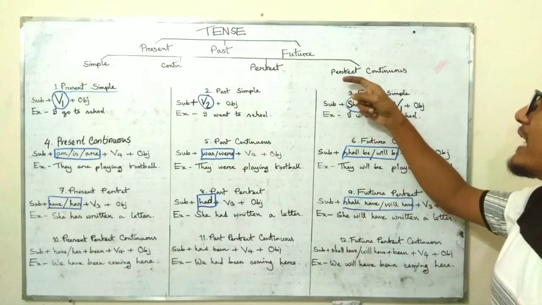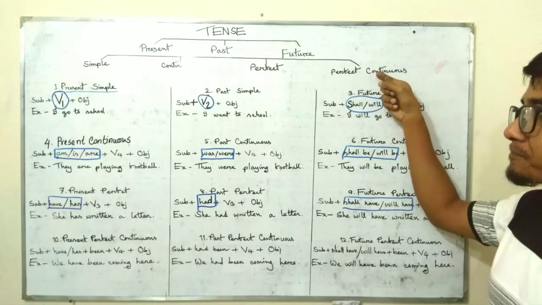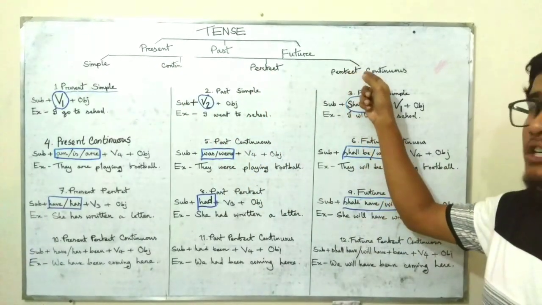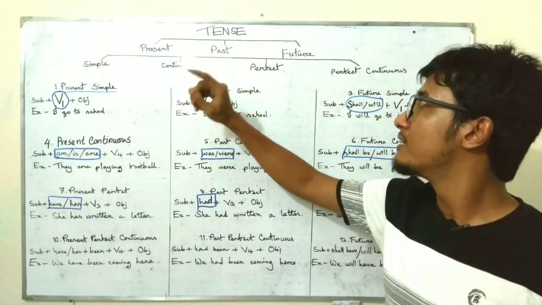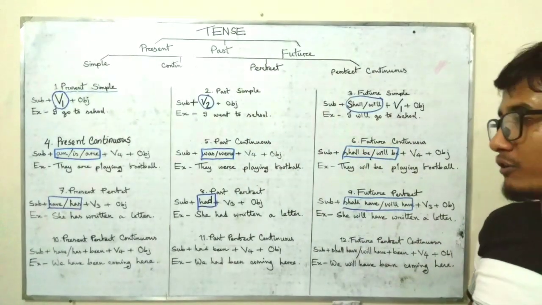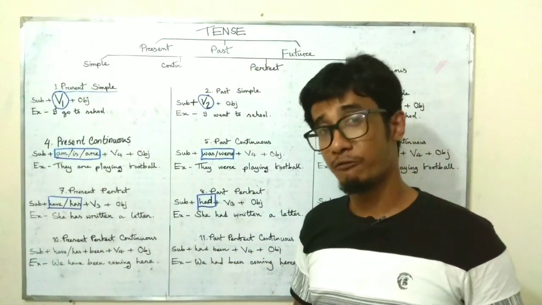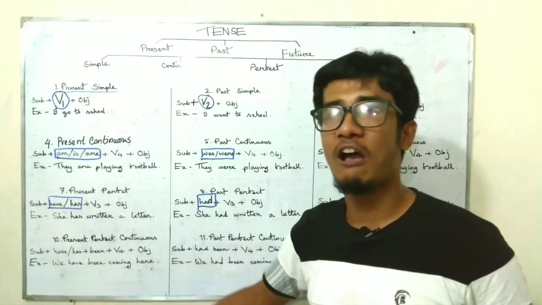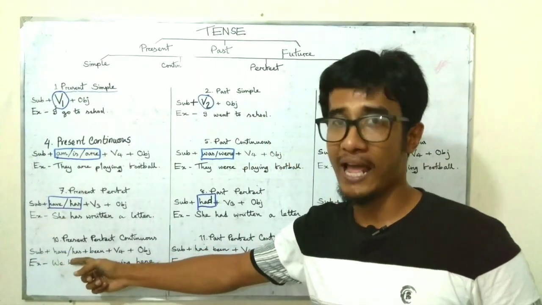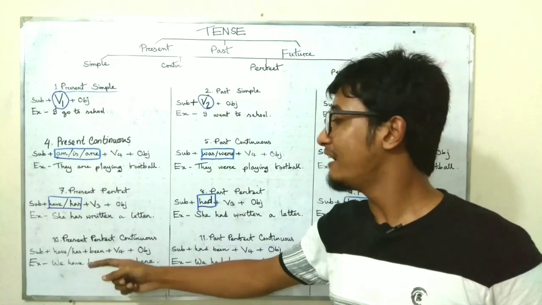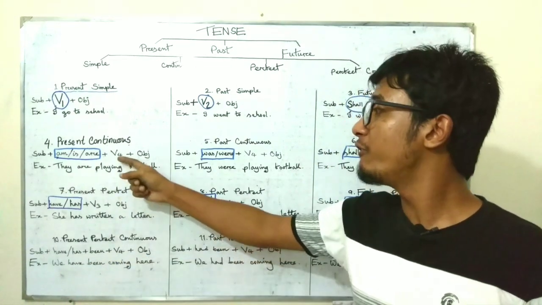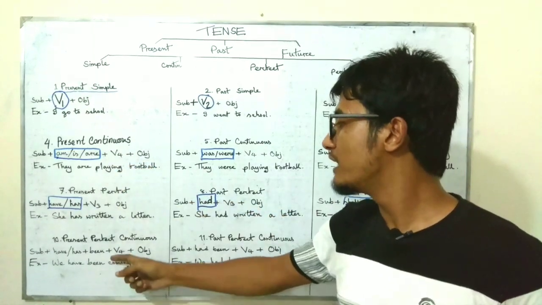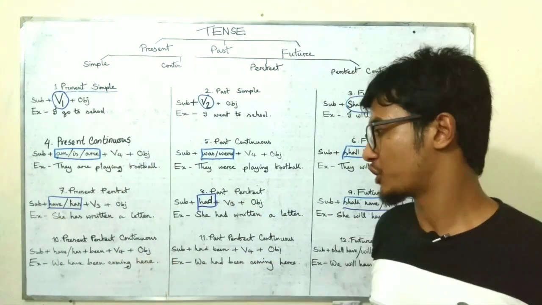And our last one is perfect continuous. Similar to simple, continuous, and perfect, perfect continuous goes with present, past, and future. So let's begin with present perfect continuous. The structure is subject, then to have verb, either have or has, then been, and V4. Remember V4 from here, which is present participle, verb plus ing, and finally an object.